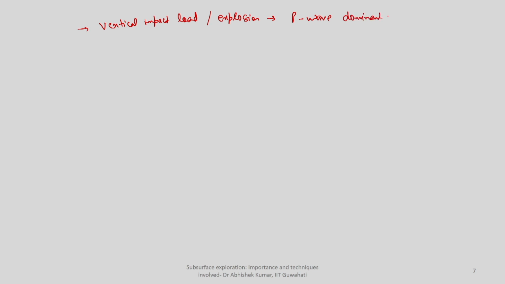So if you put a receiver here, and this is your shock or your source, mostly the maximum energy will be transferred through the P wave. Similarly, if you are taking some horizontal striking of a rod, mostly it will be S wave dominant.